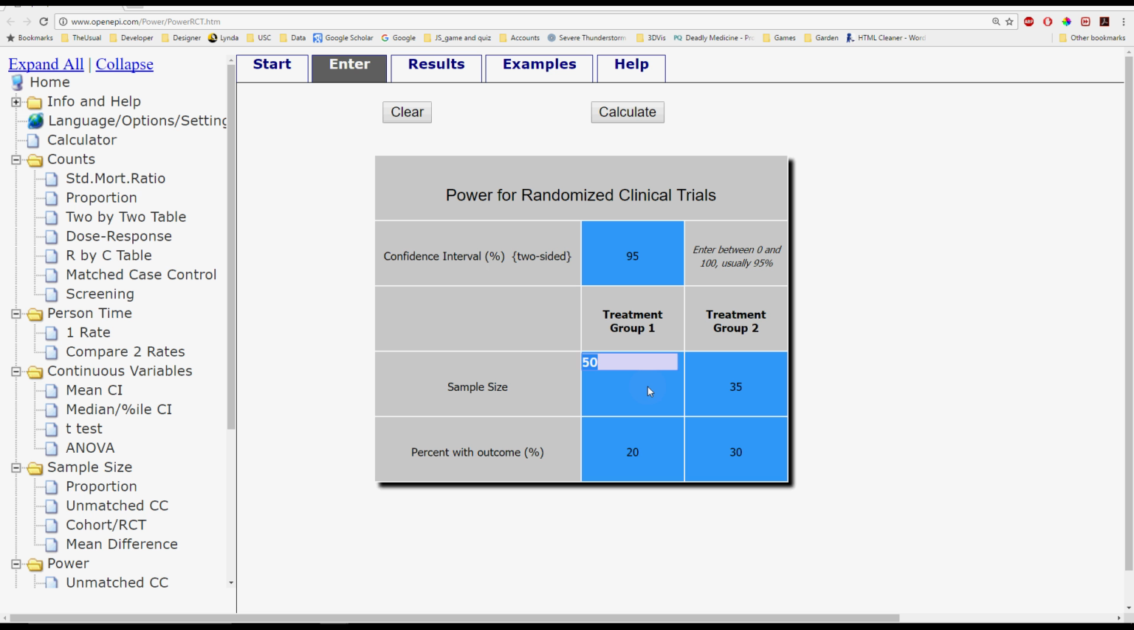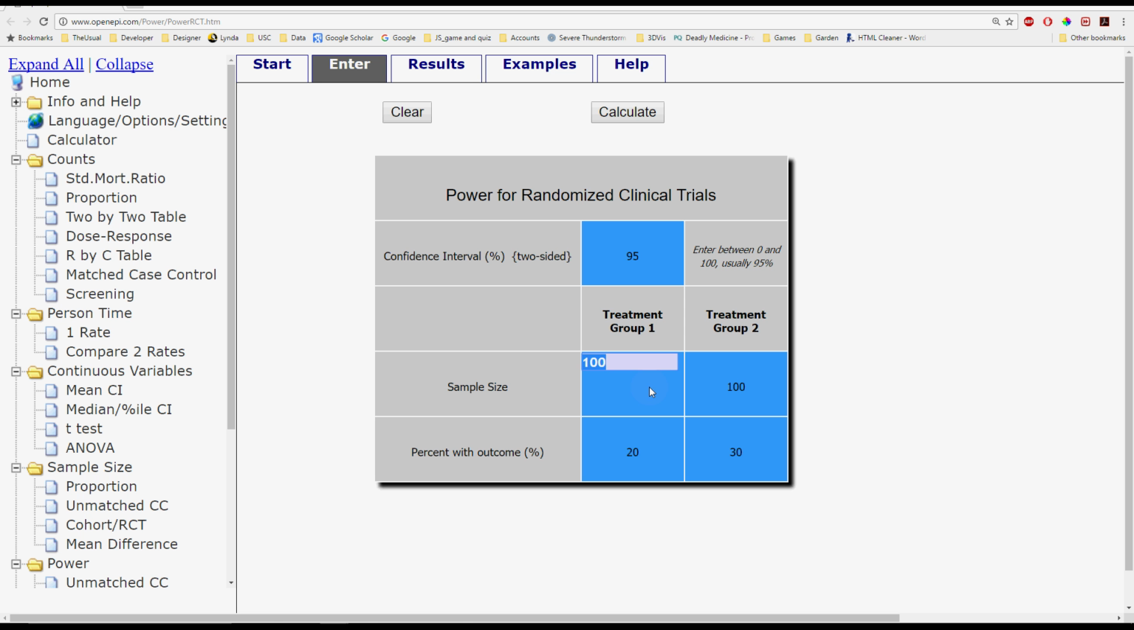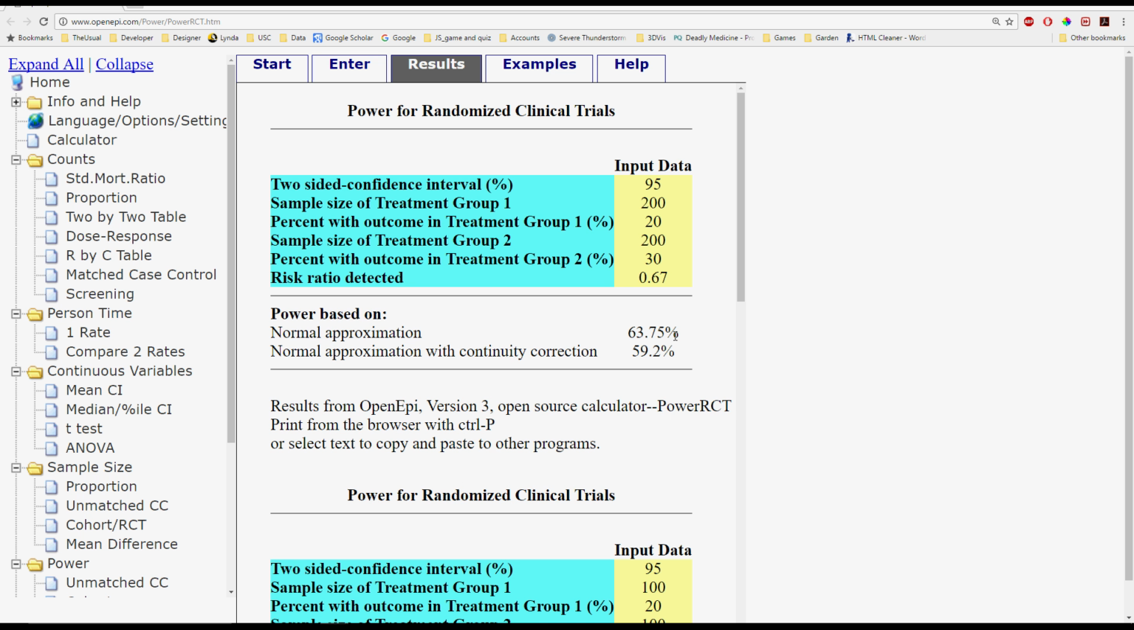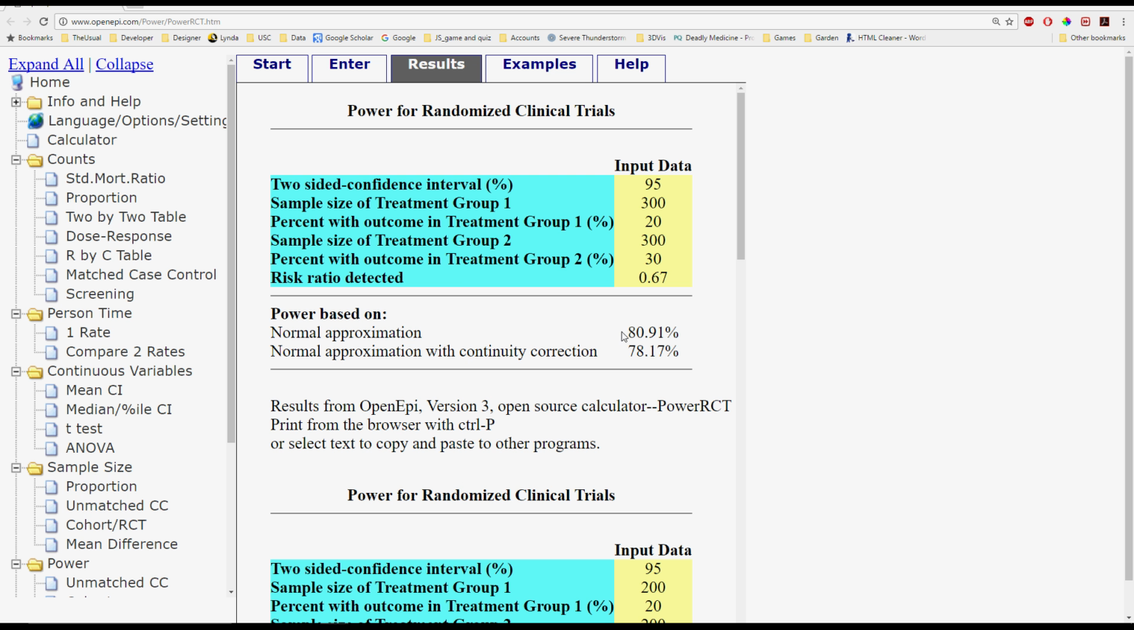So if we have a look here, let's set them both at 100. Let's say we get a whole lot more funding. We can buy as many fitness trackers and pedometers as we like. Our power is now 37%. We go 200. Power is now 63%, so we're getting closer, but you can see that we're having to raise our sample size quite a lot to get up to the power we need when we're looking for a smaller difference. Calculate, 80%, so we've just gone over that 80% mark.